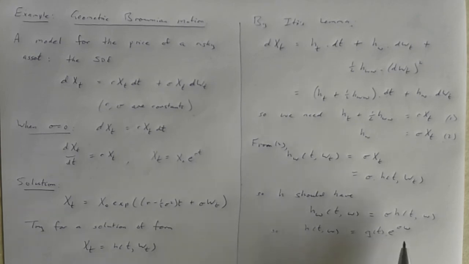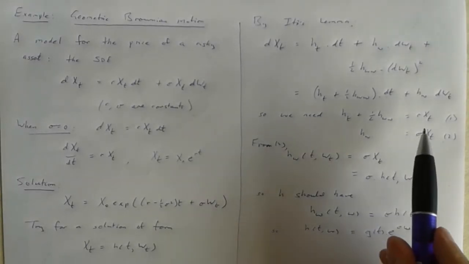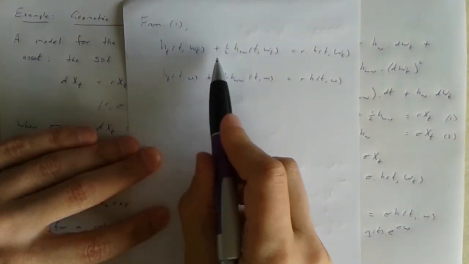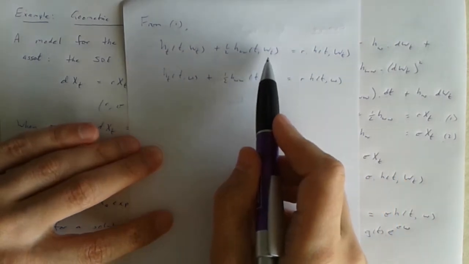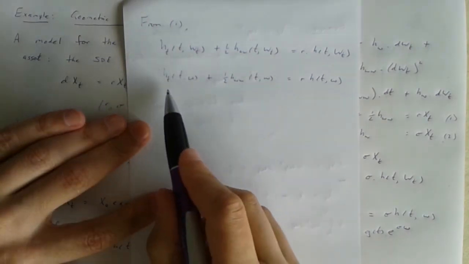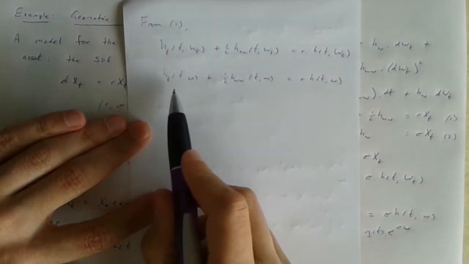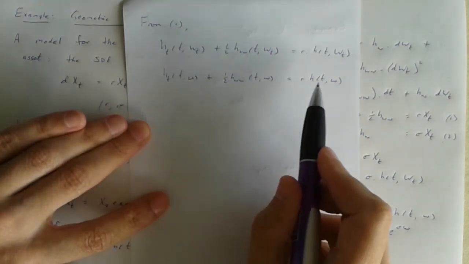Now let's take this back to our first equation and see if we can use that to figure out what g is. So our first equation says that ht plus half hww should be r times h itself. So there that is written out in full. Or, since it doesn't really matter that Wt is random, we're just looking for this as a property of the function h, we can just write this. h needs to be a function so that its partial with respect to t plus half of its double partial with respect to w is equal to r times itself.